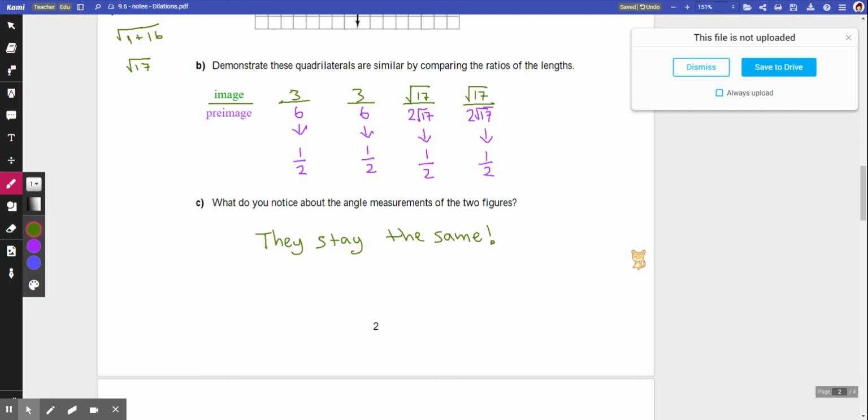So just be careful about that. Distances are changing when we're being multiplied by the scale factor. Lengths are being multiplied by the scale factor, but angle measures always stay the same, even when you make the figure bigger or smaller.